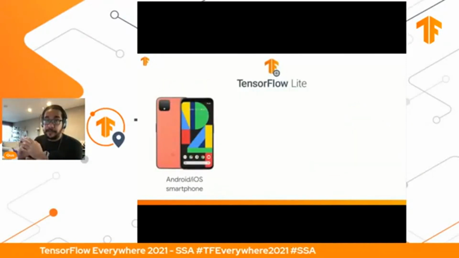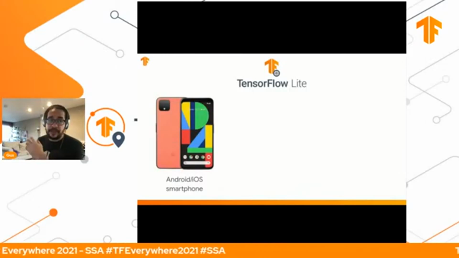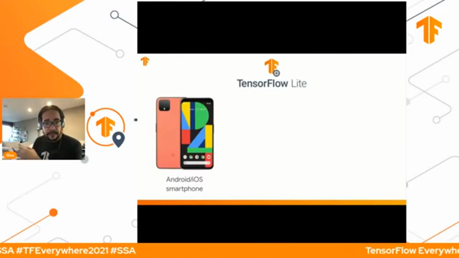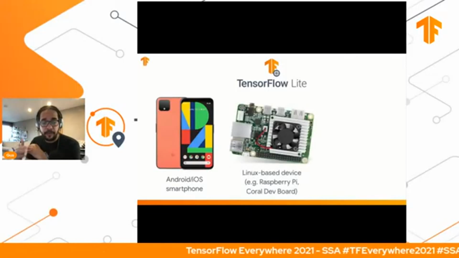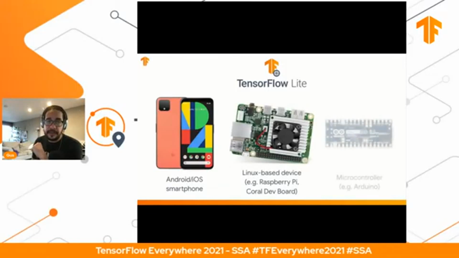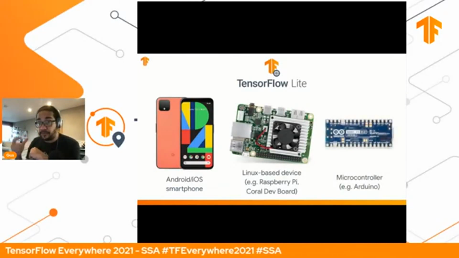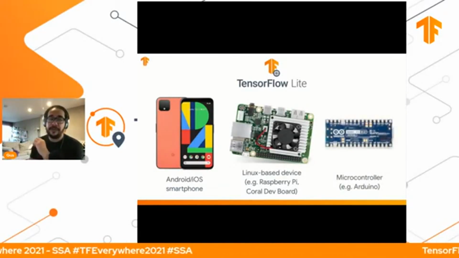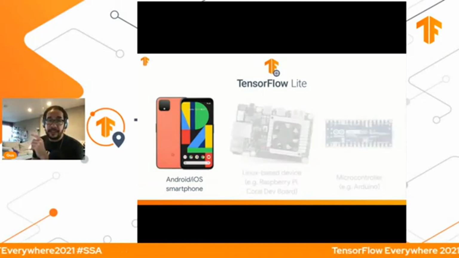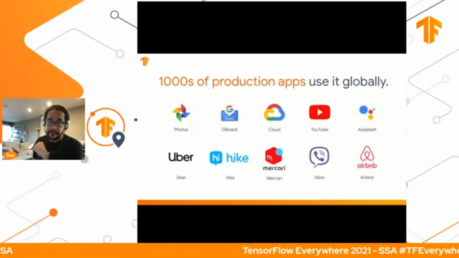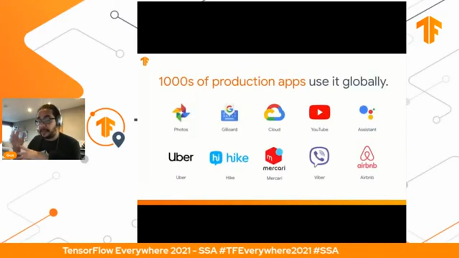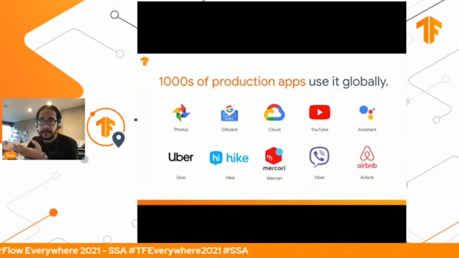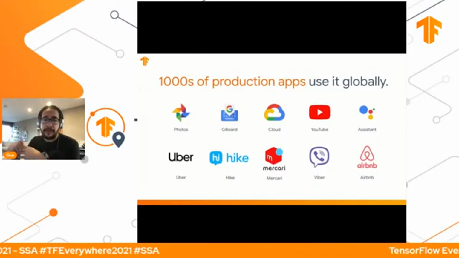Among the devices that the TensorFlow Lite platform supports, we have, of course, Android and iOS smartphones. We have Linux-based devices like Raspberry Pi and other dev boards that we're going to see in a little bit. And we also can run that on controllers, like Arduinos. And let's see in more detail how it works on the phones.